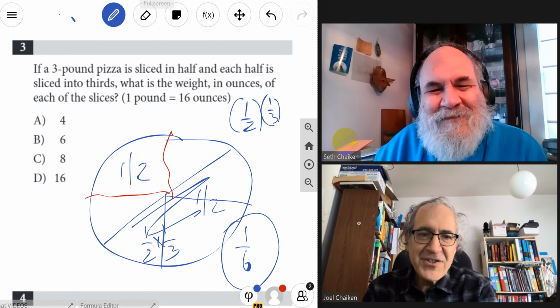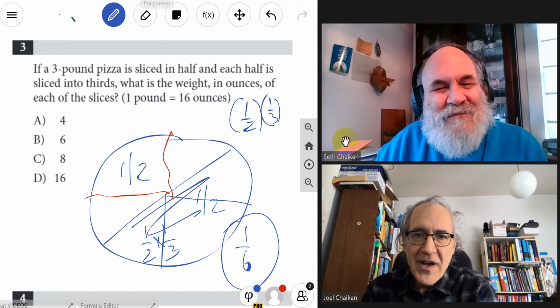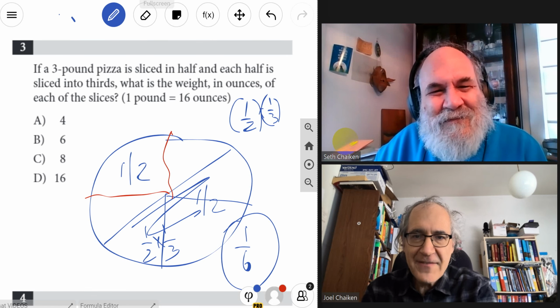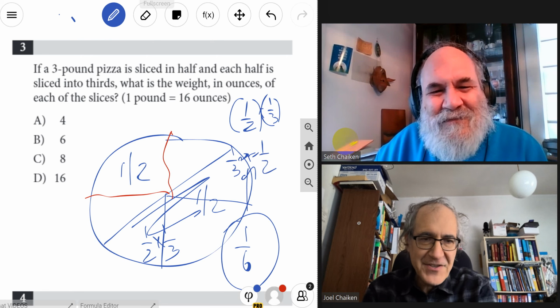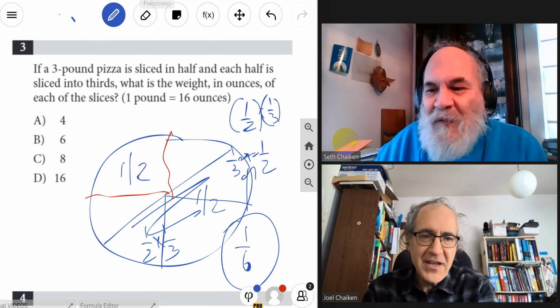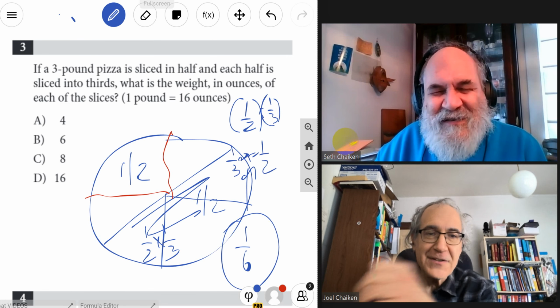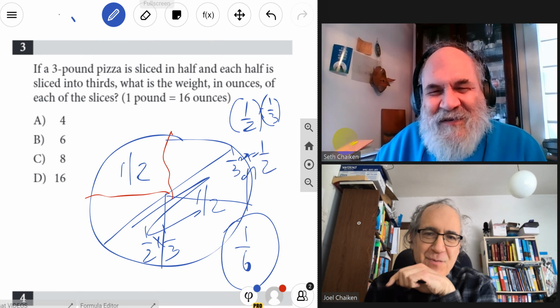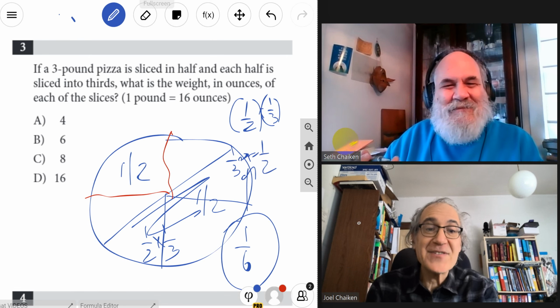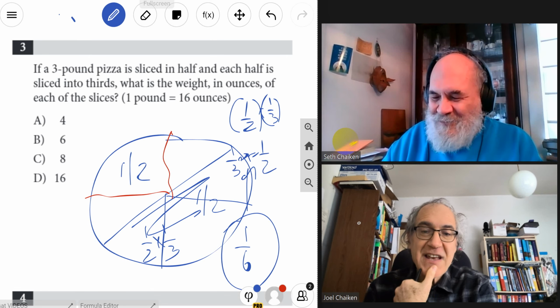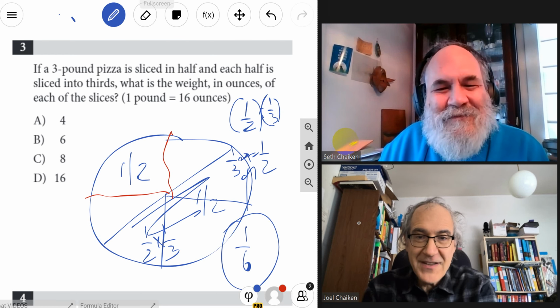So the way to do it is really 1/3 of a half. And when you see the word "of" in fraction problems, you generally multiply. 1/3 of a half is 1/3 times a half, so each slice is 1/6. Okay, we're going to need that.